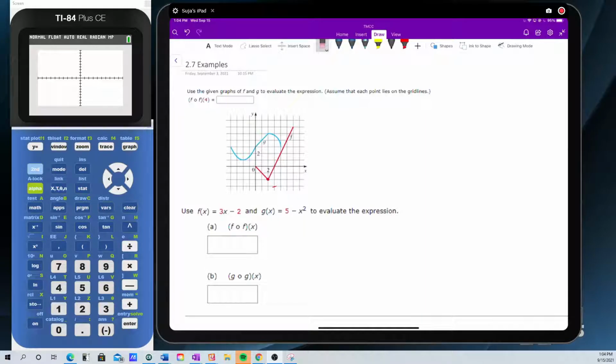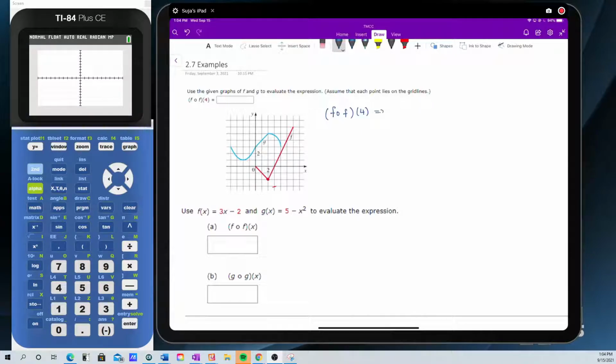Here in these two problems, we are going to evaluate the expression. The first one is using graphically and the second one is using algebra, but the concept is the same. Okay, on the first question, it's asking me to find what f composed with f of 4 is.